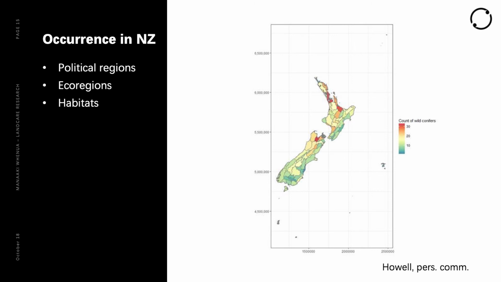And here again, just an example for the conifers of which ecoregions have the highest percentage of wild conifers present compared to lower percentages.